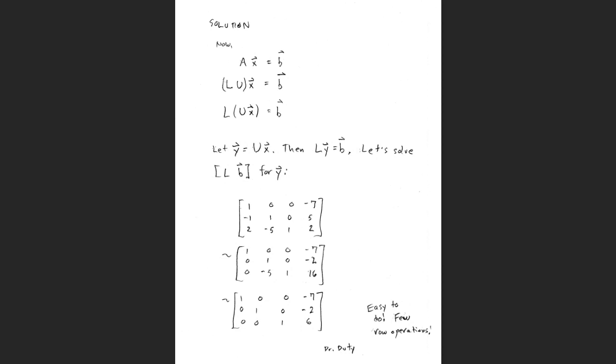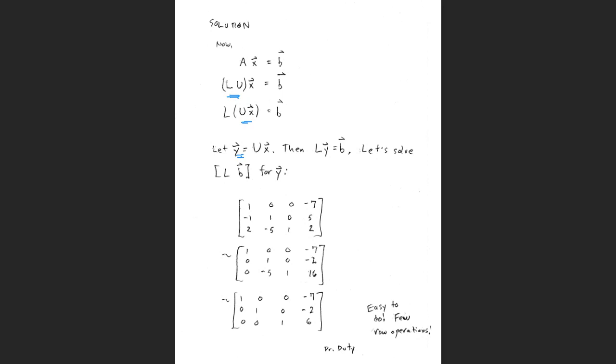Okay, so I replace the matrix A with L times U. And because matrix multiplication is associative, instead of writing L times U times the vector x, I can write L times the vector U times x. And I'm going to call the vector U times x my vector y. So there's an intermediate vector, a vector y. We want to solve for that vector y.